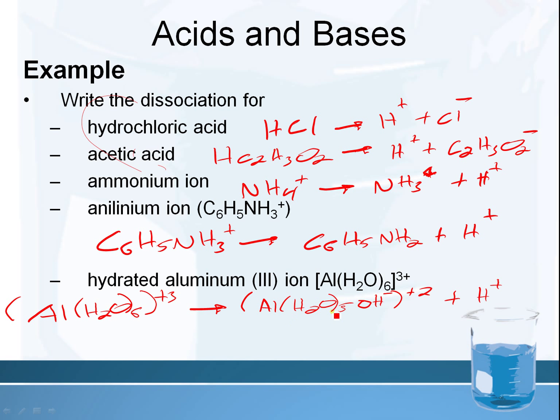If you notice here, I originally had six waters to begin with. One of the waters will break off, leaving five waters behind. The OH is still in the brackets, and that hydrogen takes off. And then the total charge for the aluminum hydrate ion now is +2. This one you will need to commit to memory. It is kind of a tough one. You've probably never seen this before, but this is where you're being exposed to it, so please remember it. Alright, so I hope these examples and this introduction to acids and bases helps.